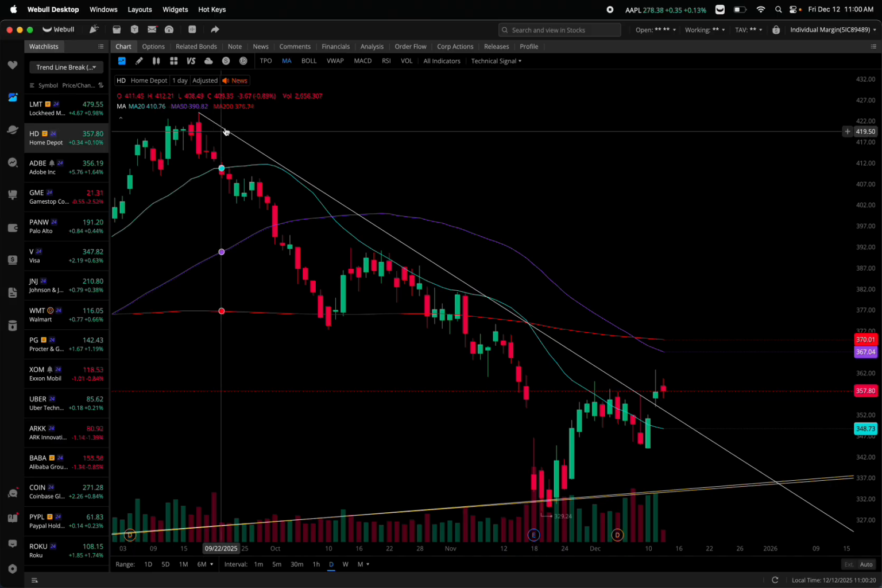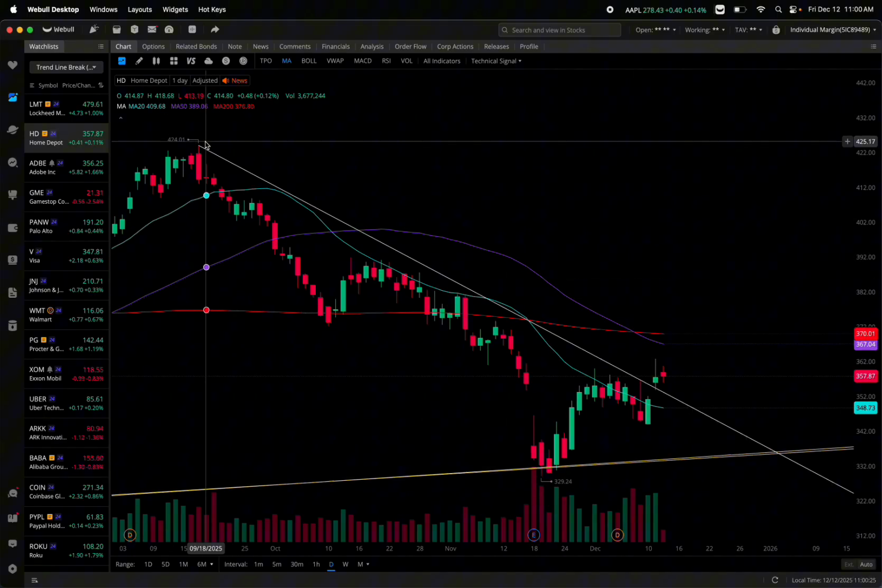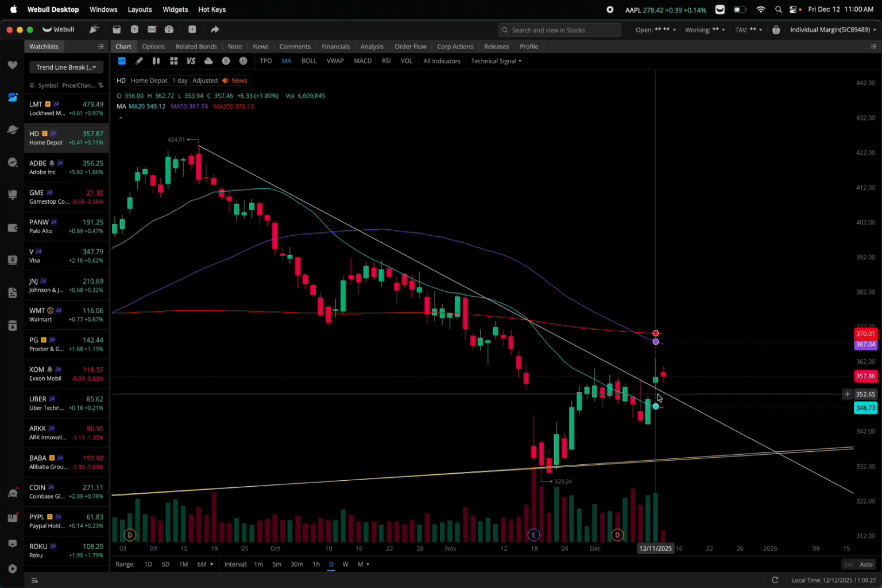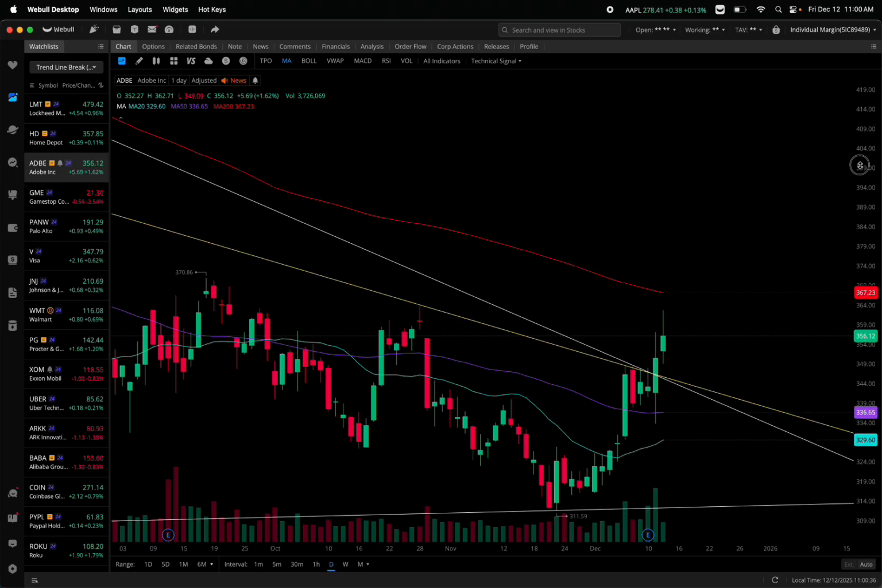It's a no-go today. HD, Home Depot, beautiful setup here. Yesterday this is actually another one that I did consider jumping in. We are slightly up from yesterday, just slightly. Red candle today though. Again, this is a setup that would have worked out yesterday, not today. So let's move on. Adobe, another setup.